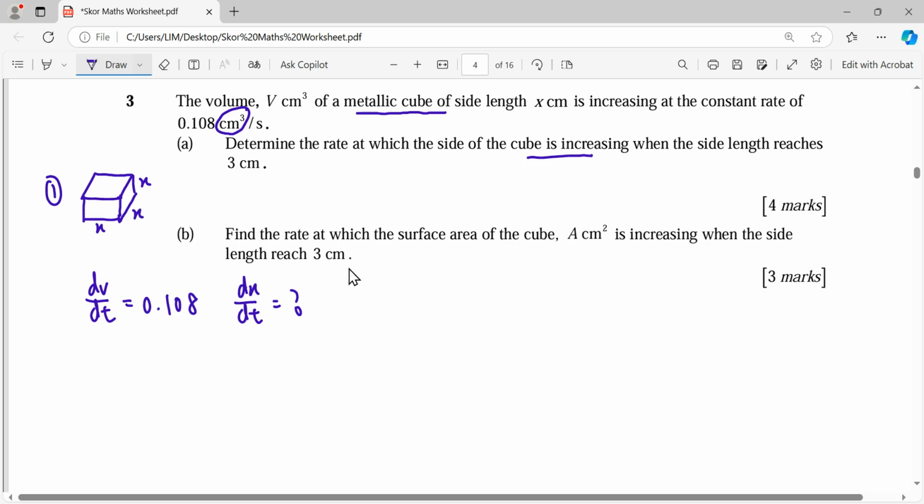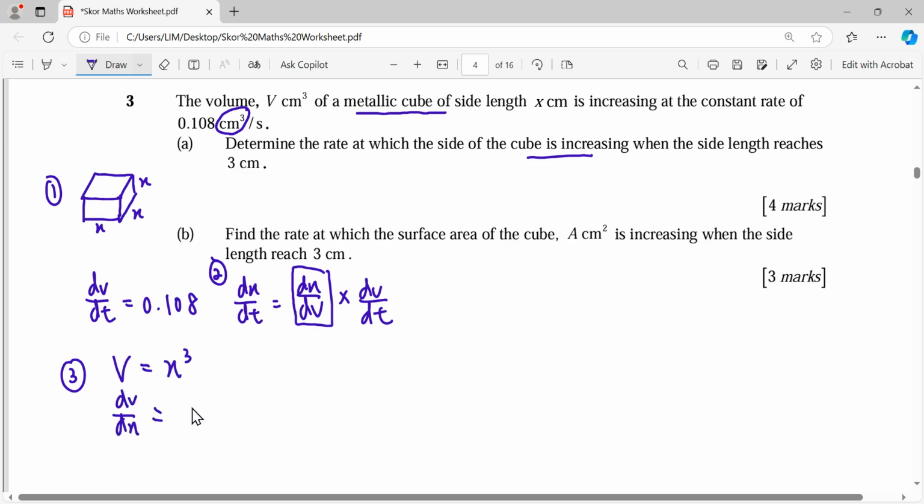Then second step, when we want to find dx/dt, we use the chain rule. It can be dx/dV times dV/dt. Then for the third step, we're going to find dx/dV. So we can start from the volume formula in terms of x. So it will be V equals x cubed. When we differentiate V with respect to x, it will be 3x squared. Then dx/dV is 1 over 3x squared.